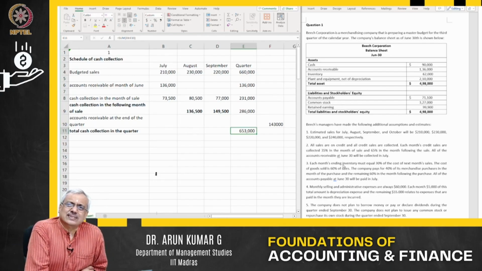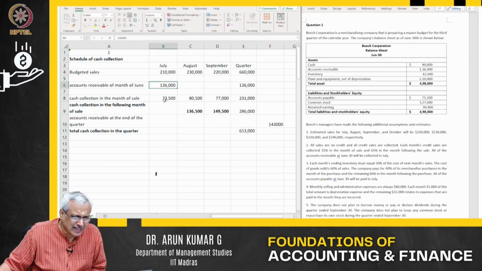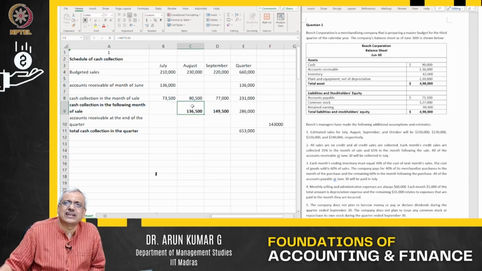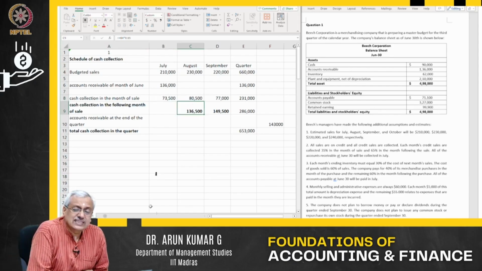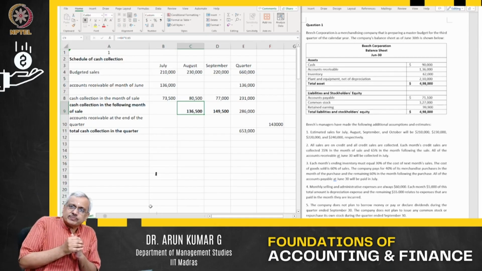Now why do I need this? Supposing you feel that you might require a little more cash. Then I will go ahead and alter this 35 and 65%. Possible. I need to tweak with this. Or if I feel I have excess cash, I can give a little more credit.